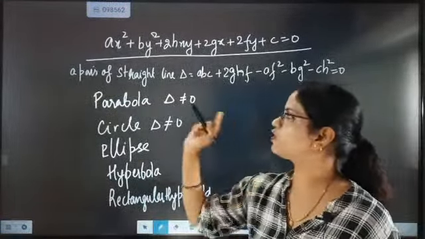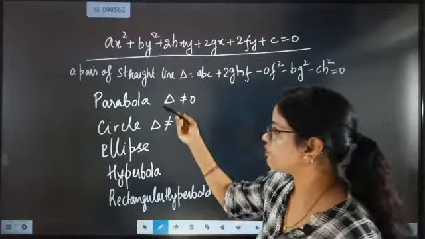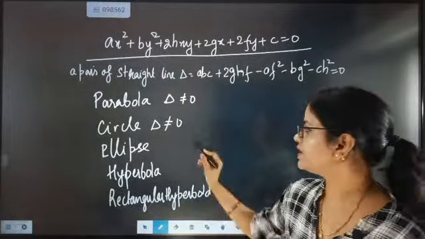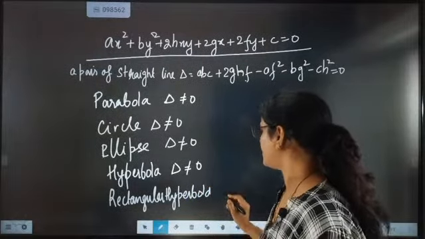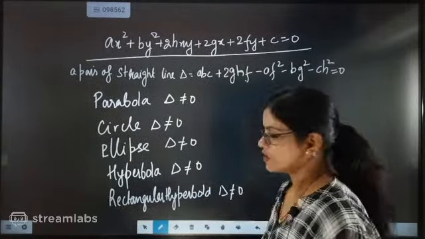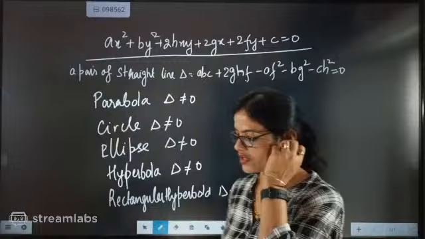But what if we do not make delta equal to 0? Then it can form any one of these figures. I don't want to go very specific. I will just be discussing it very simply.